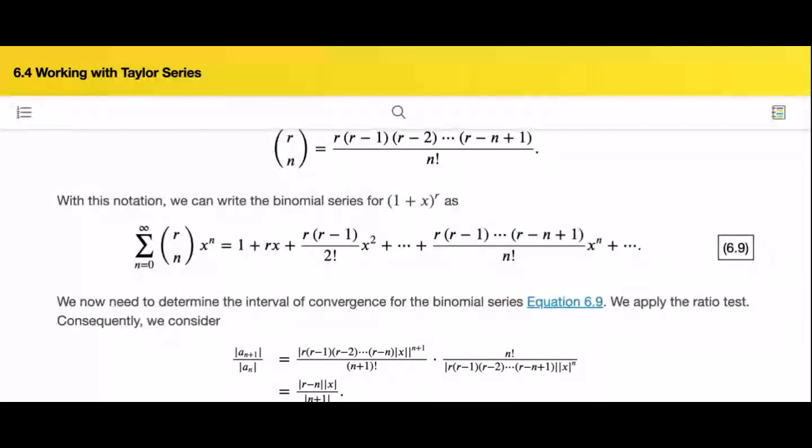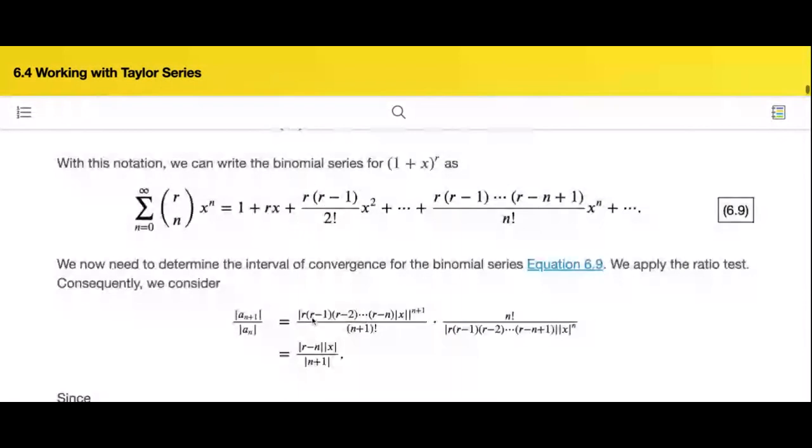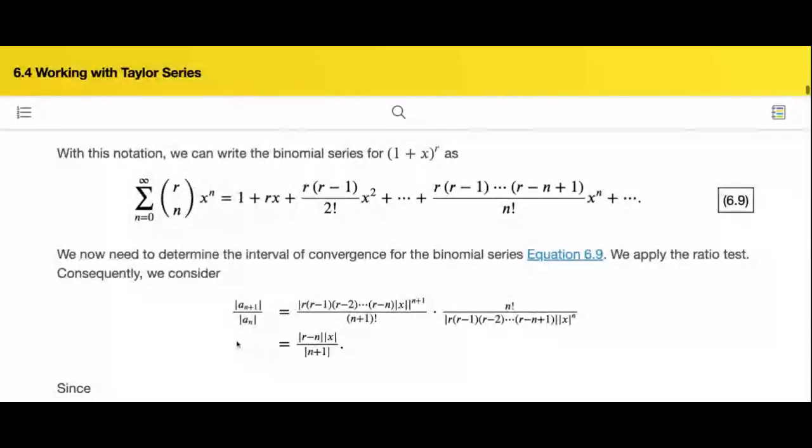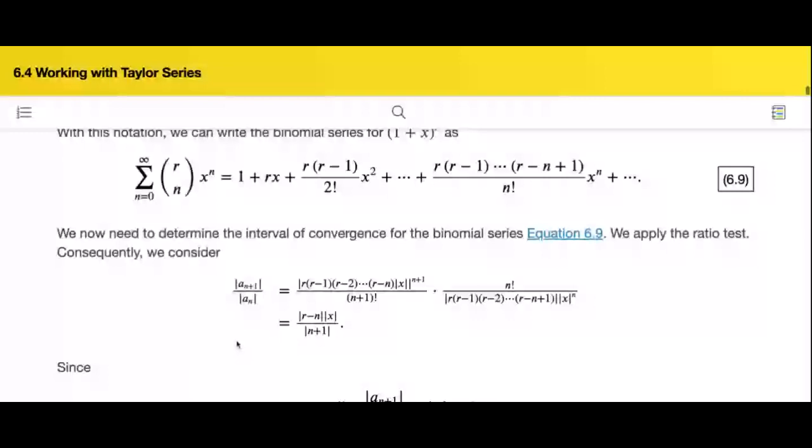So to determine the interval of convergence for the binomial series, okay, we have talked about Taylor series and Maclaurin series, and this is talking about the binomial series. So of course we apply the ratio test, right? We apply the ratio test, we simplify, and in the end we get the absolute value of r minus n times x divided by n plus 1, always with absolute value in it.